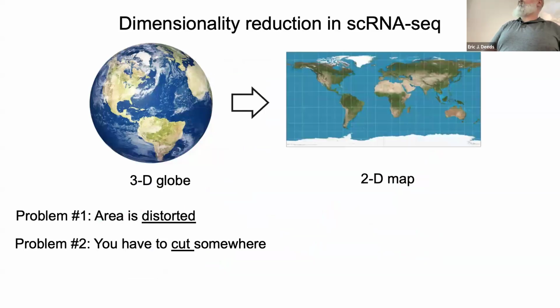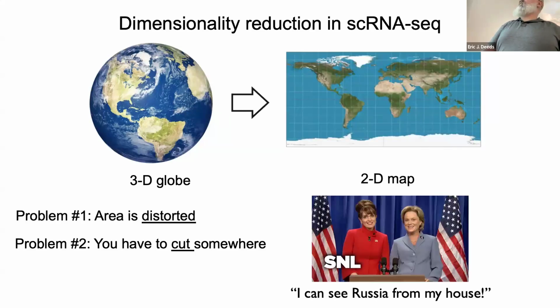But there's actually a bigger problem, and that is that you have to cut somewhere. And this is a theorem. You have no choice. You've got to make some kind of cut somewhere. And I don't know, I'm old, but when Sarah Palin was running for vice president, there was this fantastic skit, and I actually can't tell the difference between Sarah Palin and Tina Fey anymore. When I think of Sarah Palin in my head, I actually think of Tina Fey. But whatever. The point is that in this skit, Tina said, "I can see Russia from my house," and we all thought that was really funny. It was a statement that Sarah Palin made, and people thought, "Oh, how intellectually challenged is Sarah Palin?"